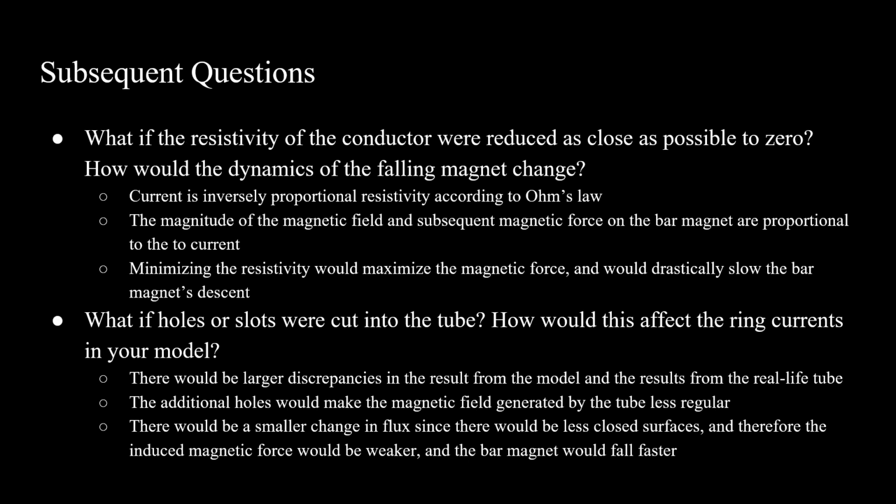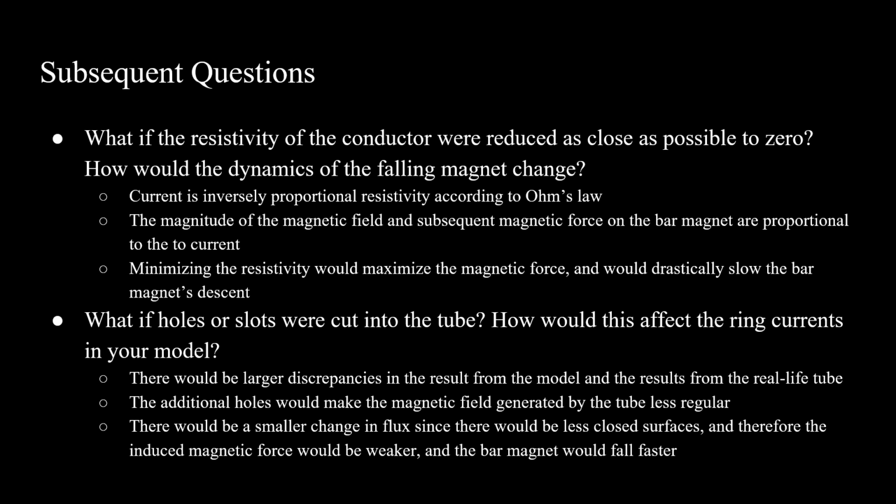We know that current is inversely proportional to resistivity according to Ohm's law. Likewise, the magnitude of the magnetic field and subsequent magnetic force on the bar magnet are proportional to the current. Therefore, minimizing the resistivity would maximize the magnetic force and would drastically slow the bar magnet's descent.